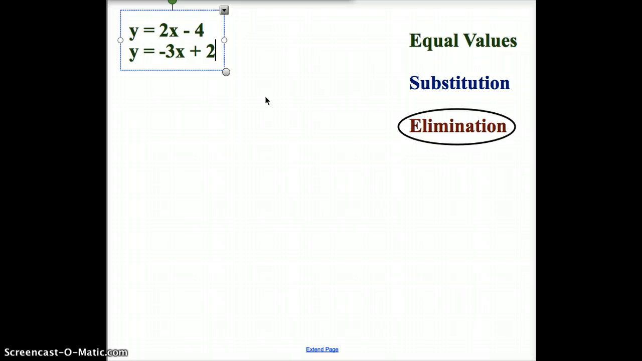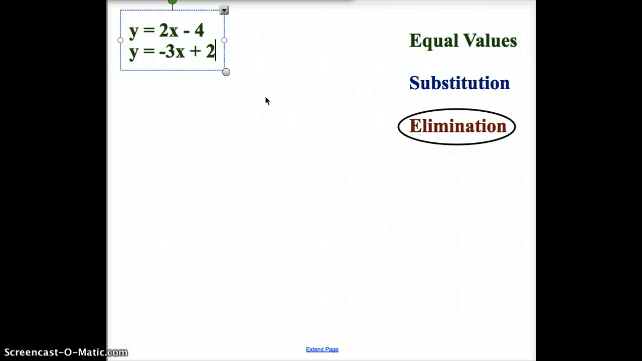Now, you'll notice I have the equal values method. If you're questioning, going, well, Mr. Anderson, we haven't learned that, actually, you did learn that way back. I think it was in chapter 4, chapter 5, somewhere back there. You learned the equal values method.